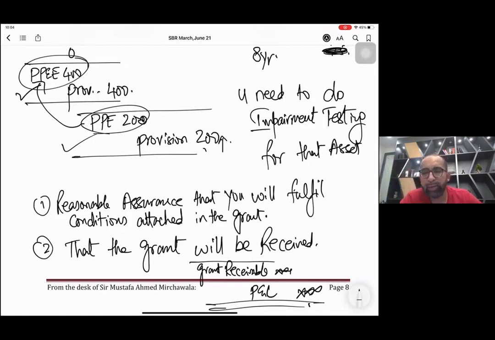One student is asking why credit P&L. Whenever we make the entry in this question, we'll make grant receivable debit and P&L credit on the date of approval. Why P&L credit? Because we are getting this grant for the losses which have already been incurred and have gone through P&L. We are getting this grant for the past act. So now we don't need to do anything to fulfill this grant. That's why P&L.